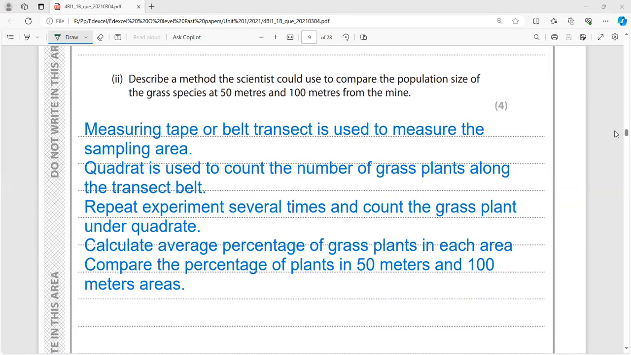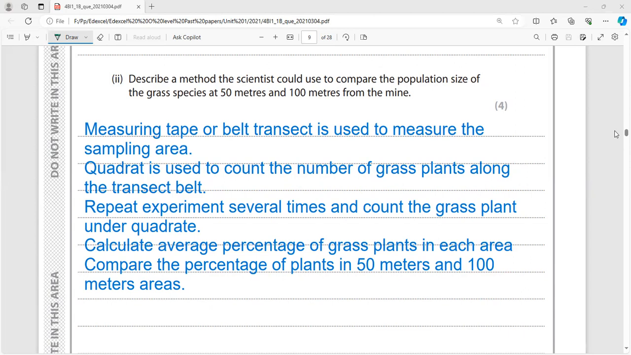So here your one keyword is that you need to write a technique for measuring. For example, if you're using a measuring tape, that's your one keyword. Second, the measuring method, that's the quadrat method, this is your second keyword. Third is repeat the experiment and calculate an average, that's your third keyword. And the fourth one, you're going to compare 50 meters away to 100 meters away. So your results, that's your fourth point.